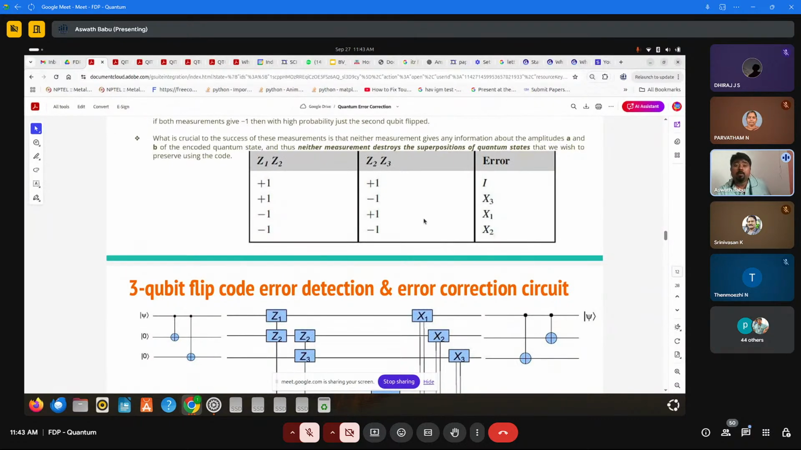So in this way, what will I be doing? I will do two measurements, Z1 Z2 and Z2 Z3, on the quantum state, and see which one gives a minus sign. Let's say both measurements give minus 1. Here I can conclude the first two qubits are different and the second two qubits are different, which means possibly the middle one is different, because only one qubit is flipped in our situation. So Q2 is being compromised, and I need to do error correction with X2 on that particular qubit.